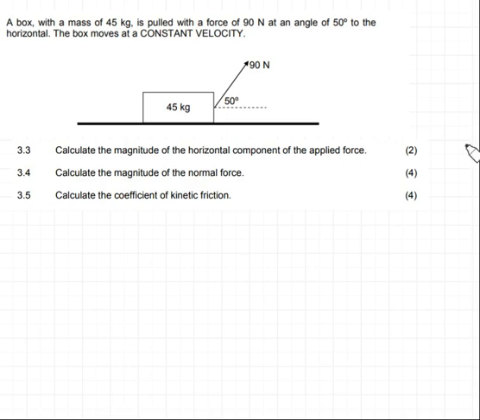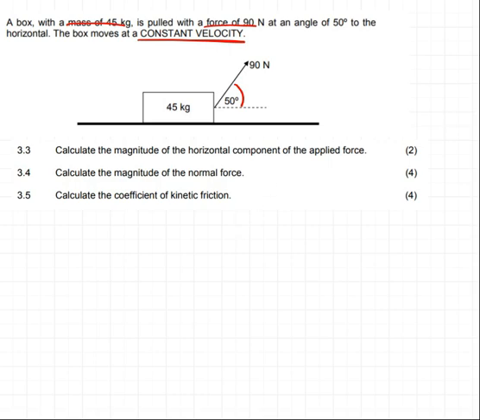We are given this right here. They say a box with the mass of, we're given a 45 kg block, is pulled with a force of 90 newtons. So we're given a force there, which is applied at an angle of 50 degrees with respect to the horizontal, just like it says. The box moves at a constant velocity. Now this is very much important, constant velocity.